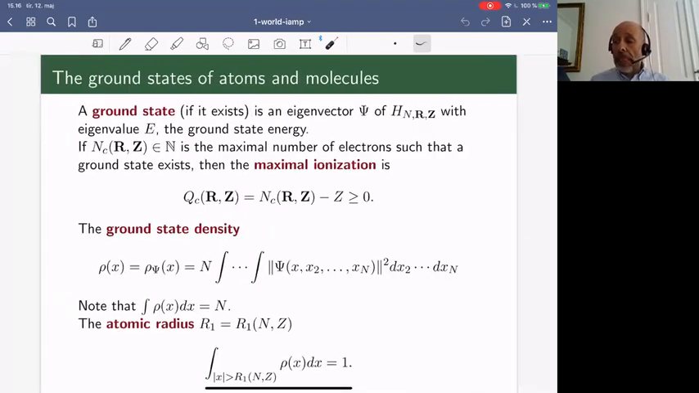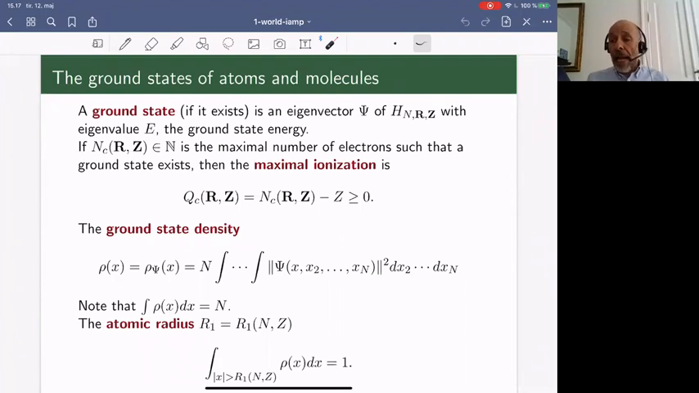Okay, so let me think about what we can say about the ground state of atoms and molecules. Now, a ground state may not necessarily exist, but when it exists, it's the eigenvector with the ground state energy being the eigenvalue. I mean, I always have an infimum of the spectrum. I may not have an eigenvalue at this point.